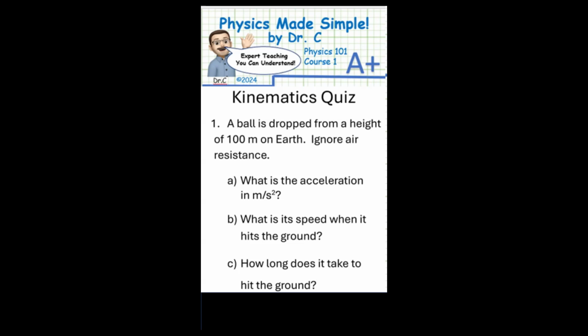A ball problem. A ball is dropped from a height of 100 meters on Earth. Ignore air resistance. What is the acceleration in meters per second squared? What is the speed when it hits the ground? And how long does it take to hit the ground? Let's get going with that.